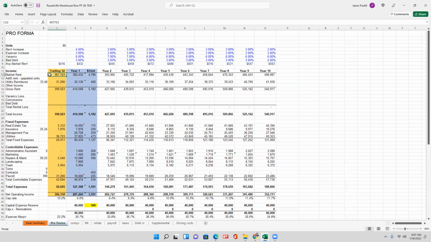But you're going to plug in the first line item, which is market rent, his trailing 12. So he, being the seller, said his gross collected rents, we did 2020, this was the first year. We're going to do 2 years, 2020, 2021. But he did $367,723 in gross collected rents for the year.